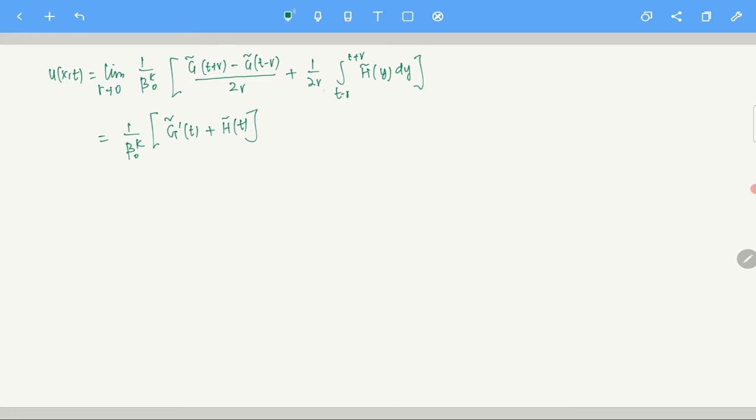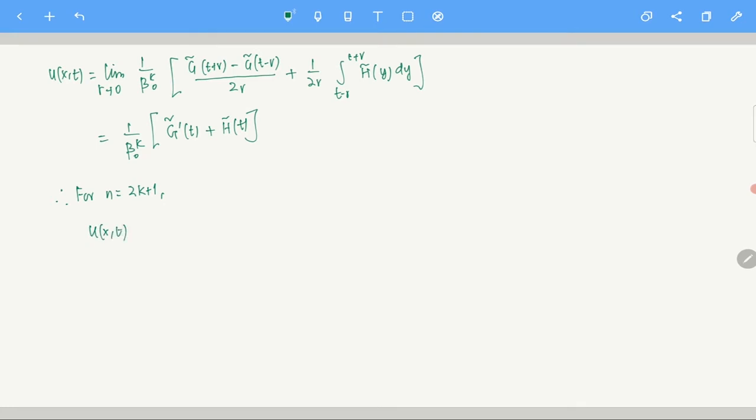You remember, limit r tends to 0, the average of h tilde on this sphere converges to h of t, the center. So this is how we are getting it, and this is just the definition of derivative. So we have this. Therefore, for n equals 2k plus 1, the representation formula which you are getting is this.